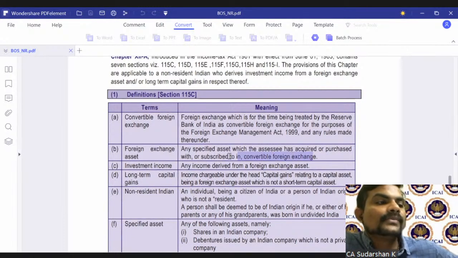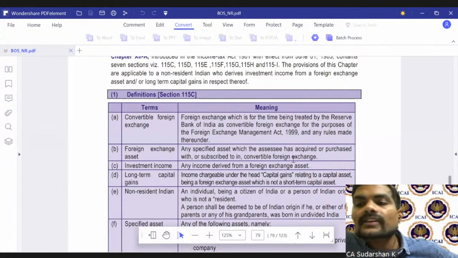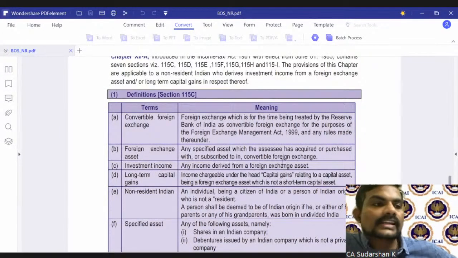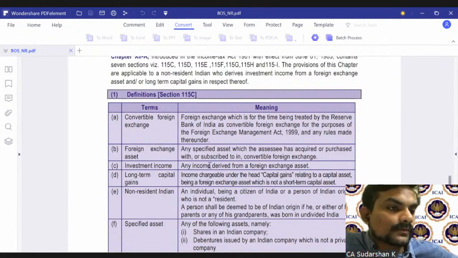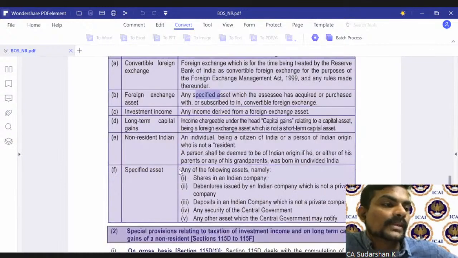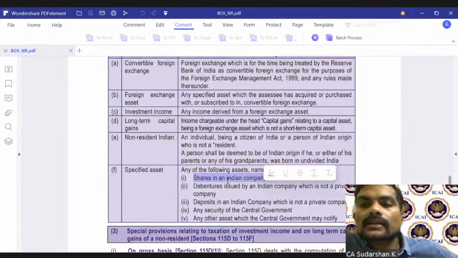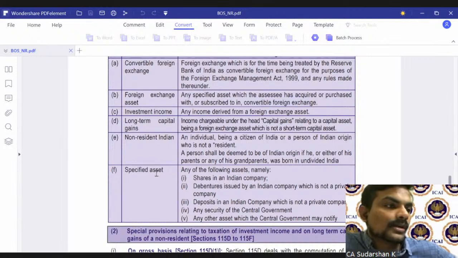So what is a foreign exchange asset? A foreign exchange asset is any specified asset which the assessee has acquired or purchased in convertible foreign exchange. So basically, in terms of dollars, any convertible foreign exchange. Rupee is not a convertible foreign exchange. So if any specified asset is purchased, acquired or subscribed in convertible foreign exchange, then it becomes a foreign exchange asset. Now, what is a specified asset? This is very important. Please pay attention to it. A specified asset will be shares in an Indian company. So an NRI investing in shares in an Indian company through convertible foreign exchange. It's not only about the specified asset; it should also be acquired or purchased in convertible foreign exchange.